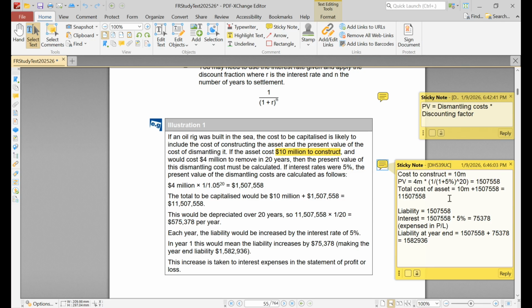Now the total cost of the asset would be 10 million to construct plus the present value of the dismantling cost. Now for this present value of dismantling cost, you have to set up a liability. You have to charge interest and add that interest to the liability and also expense that interest in profit and loss. So interest calculated is the present value of the dismantling cost multiplied by the interest rate. This would be expensed in P&L and the liability would be increased by that interest value.